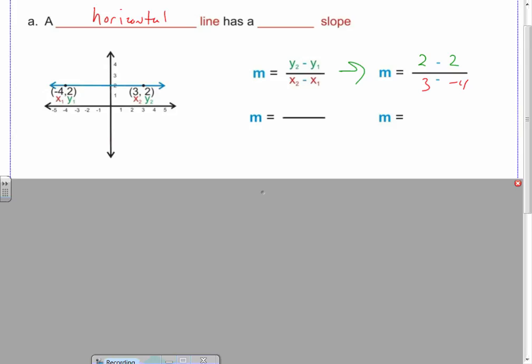Think about what you're doing, not just copying. If you're just copying, you're not learning a thing. You got to think about what you're doing. If you're just copying, then you got to go back and figure it all out.